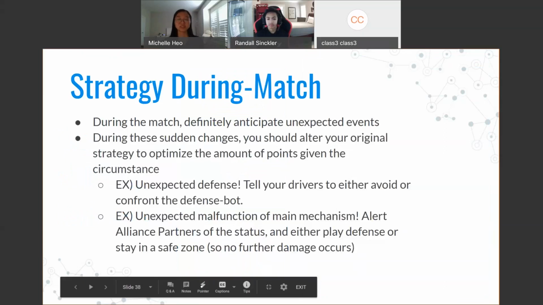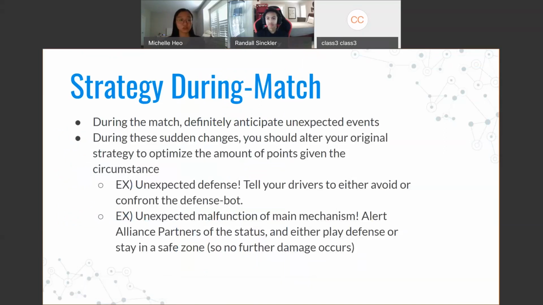During the match, there will definitely be unexpected events. In such events, you have to alter from your original strategy to optimize the number of points you can get despite the circumstances. A lot of the time, you'll face a bit of defense coming your way, and that's when planning with your partners comes in handy.